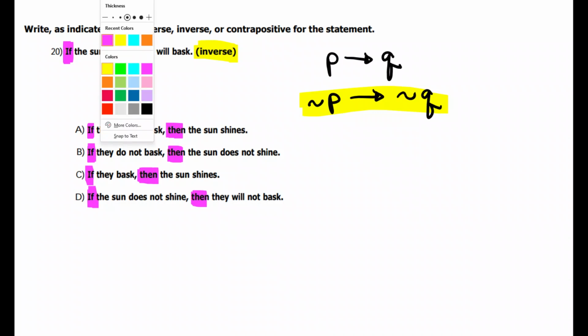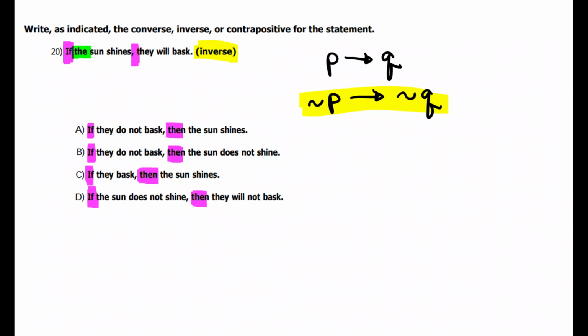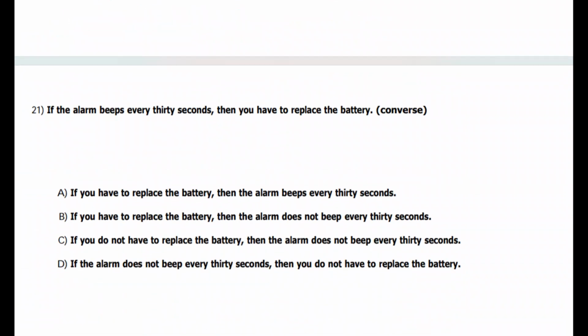Okay. And then if the stuff after the if is the sun shines, you're going to make it the sun does not shine. And then, of course, the back half, which is they will bask, will become they will not bask. They do not, will not, whatever. And that's the only one that's got both correct. The sun does not shine, then they will not bask. All right, so D is the answer there.